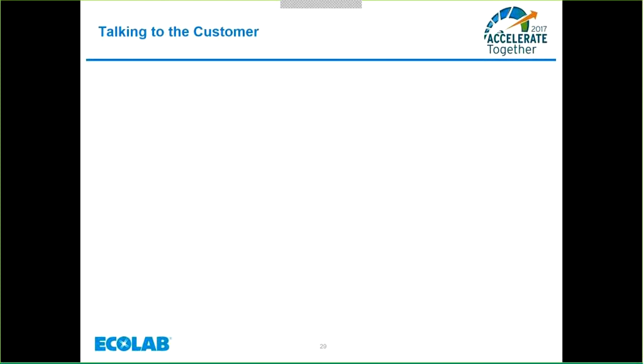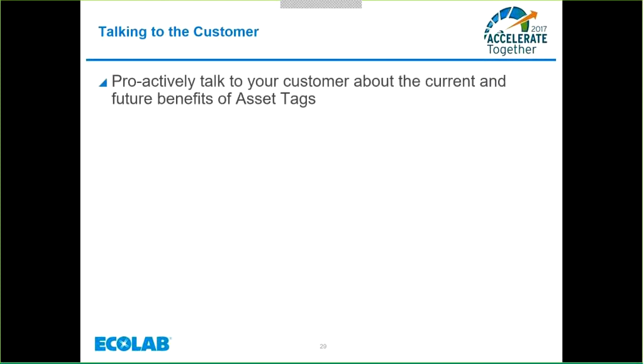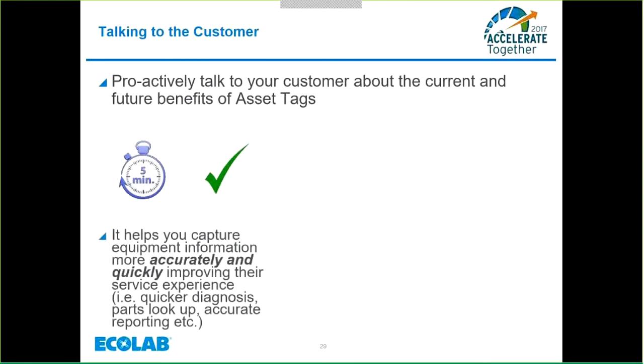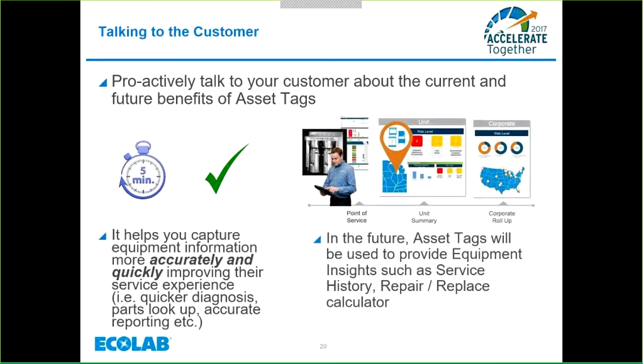Talking to the customer. Proactively talk to your customer about the current and future benefits of asset tags. It helps you capture equipment information more accurately and quickly, improving yours and their service experience, i.e. quicker diagnosis, parts lookup, and accurate reporting. In the future, asset tags will be used to provide equipment insights such as service history, repair replace decisions, and more.